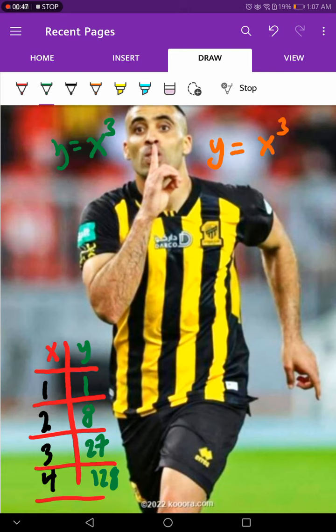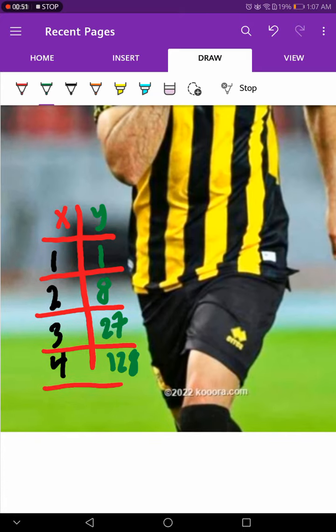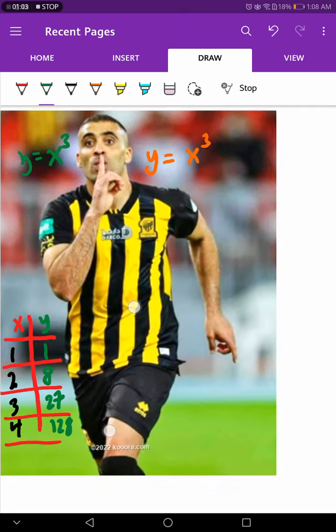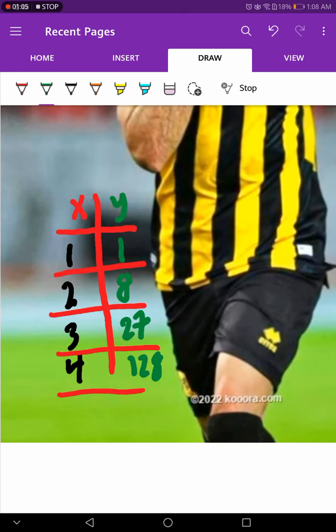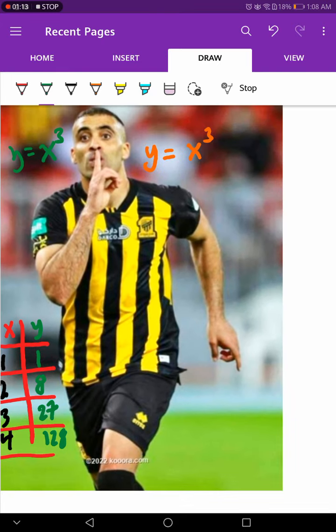If you recognize and memorize this table, 1, 8, 27, 64, actually 1 comes from 1 multiplied by 1 multiplied by 1, and the 2 becomes 8 when you put it in this function x cube, which is 2 multiplied by 2 multiplied by 2, which equals 8. So if you remember this pattern, you call this function x cube.